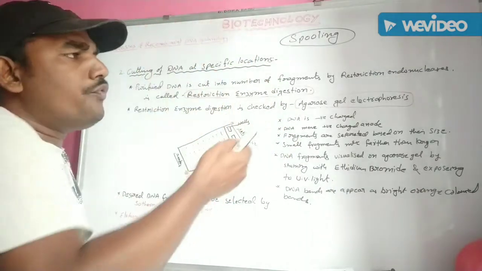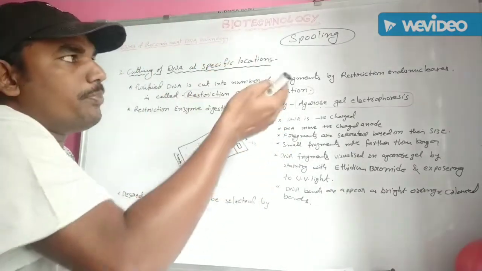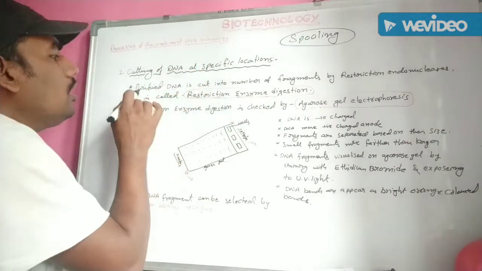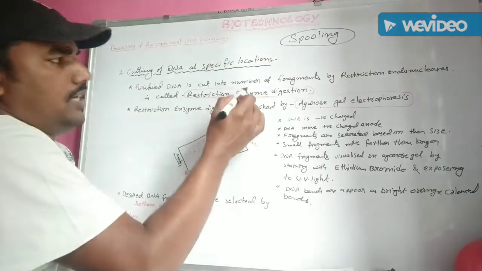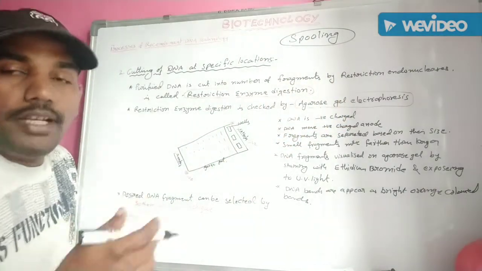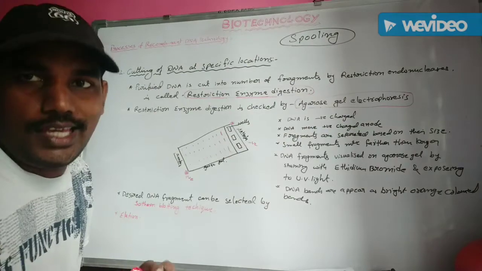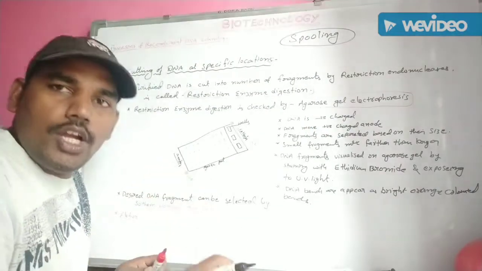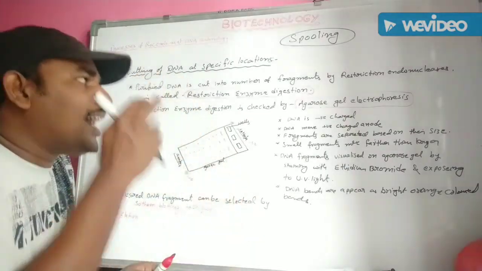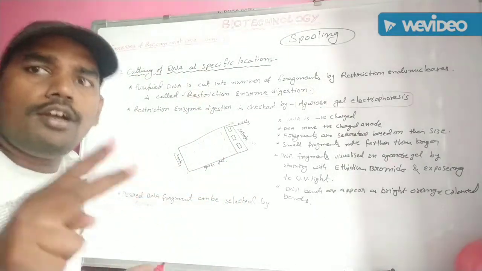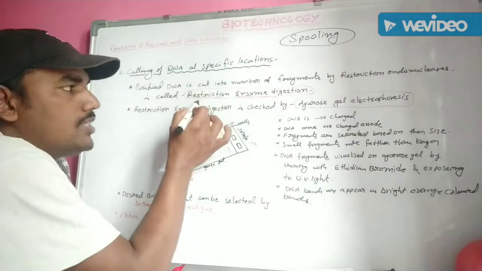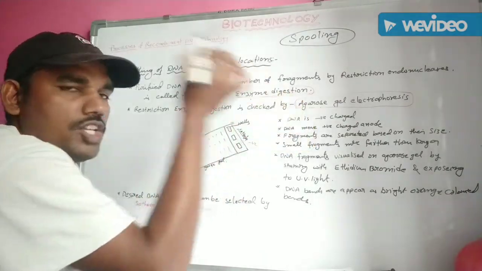Removing the purified DNA in the precipitate form, separated with the help of the spooling method, the purified DNA is cut into a number of fragments by the restriction endonuclease. These restriction endonuclease enzymes cut the DNA into a number of fragments. Okay, this process is known as restriction enzyme digestion.